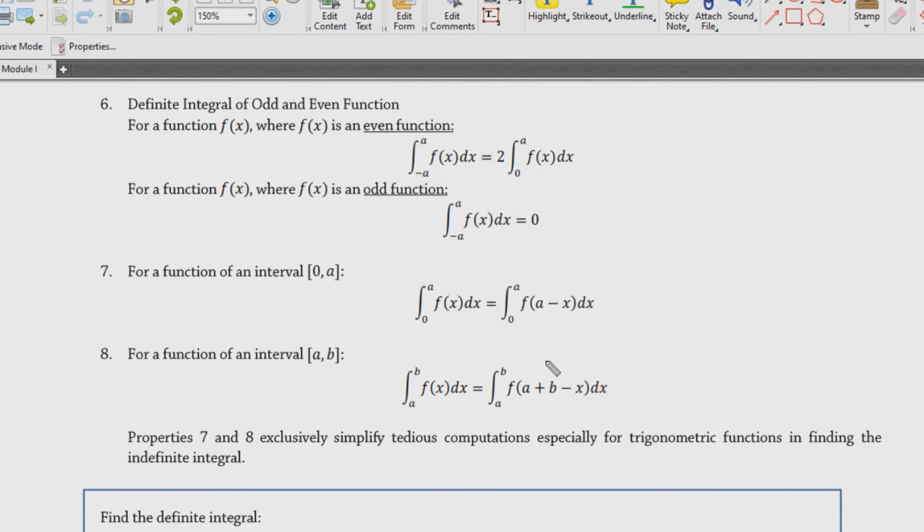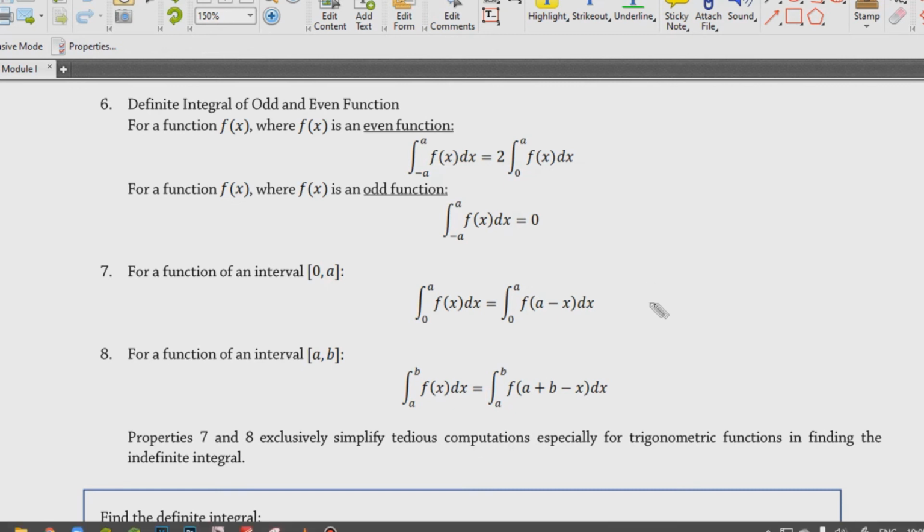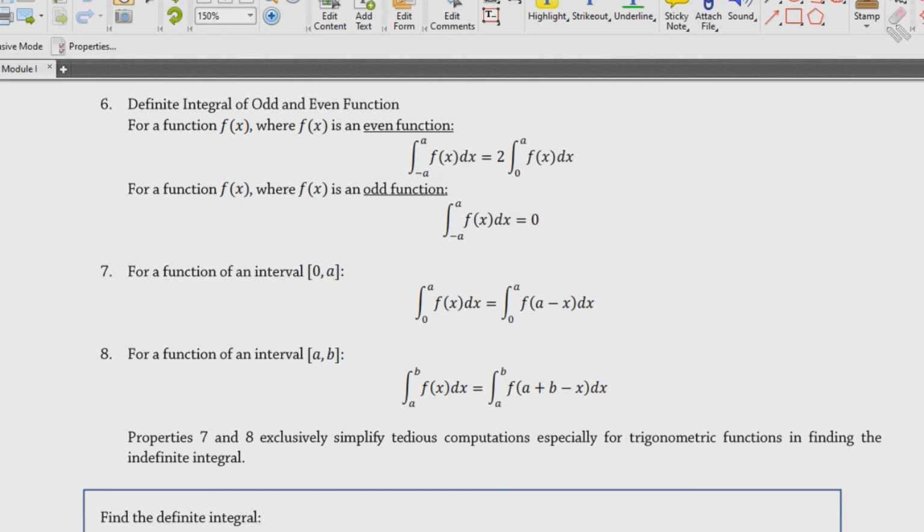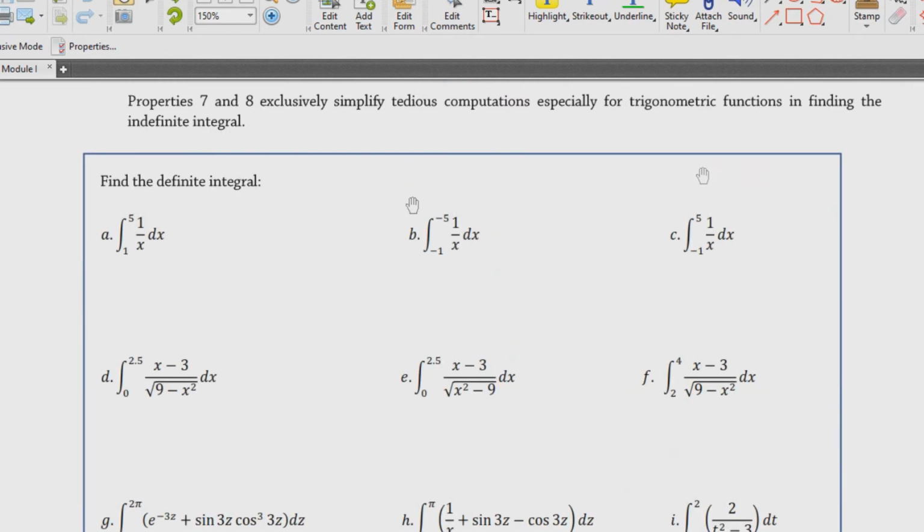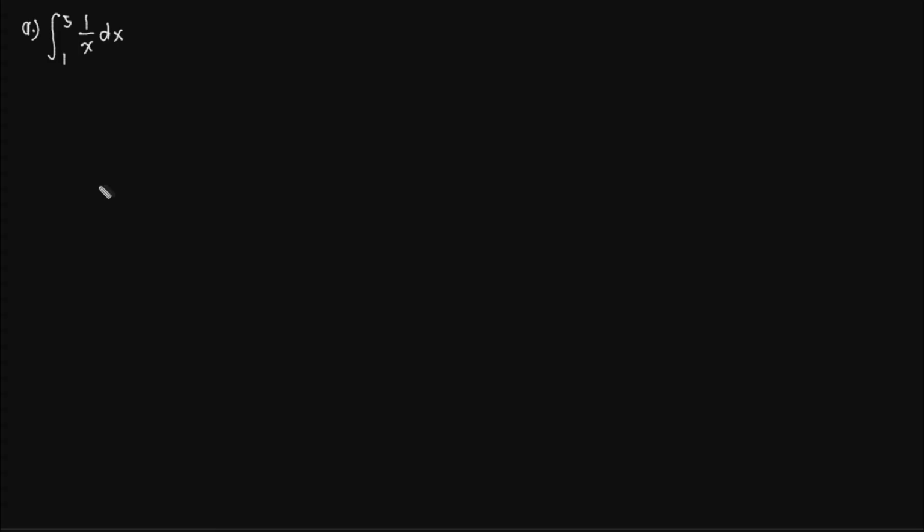So later on, makikita niyo kung ano ba yung uses niya, and then how it is used, especially when we're dealing with trigonometric functions na medyo complicated na, no? Okay, so without further ado, let's head to the problem solving here na. Now let's have the first example for our definite integral.